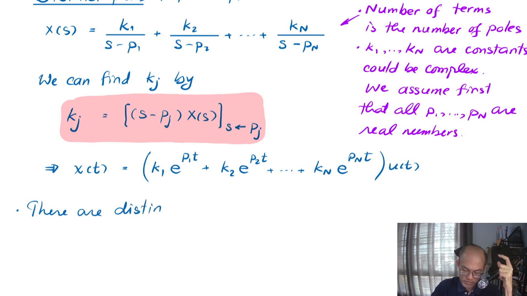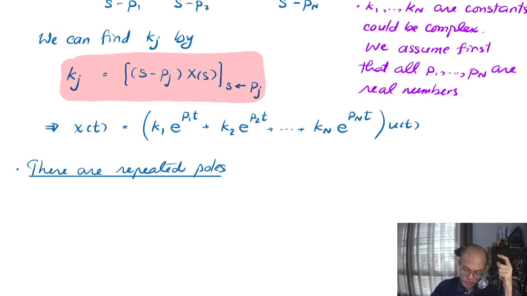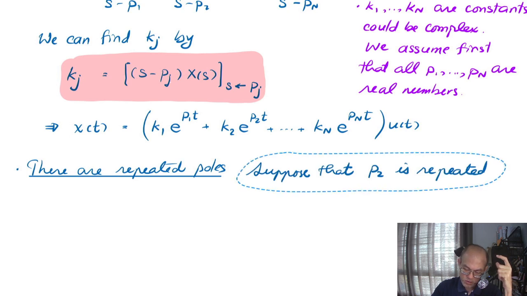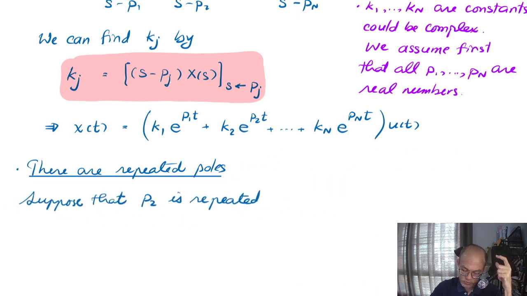Oh, I'm sorry. There are repeated poles. Now we suppose that P2 is repeated r times. We suppose that P2 is repeated r times.